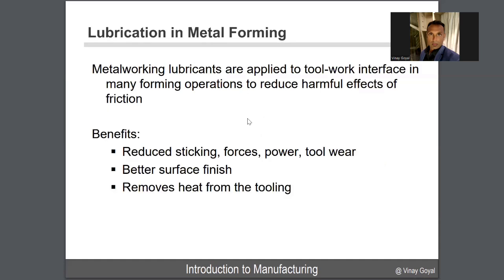Now, we could apply lubrication in metal forming. Metal working lubricants can be applied to the tool-work interface in many forming operations, and that reduces the harmful effects of friction. The benefits are less sticking, lower forces, and less power required because friction is not causing as much resistance. The tool wear is less also, the surface finish becomes better, and it also helps remove heat from the tooling material.